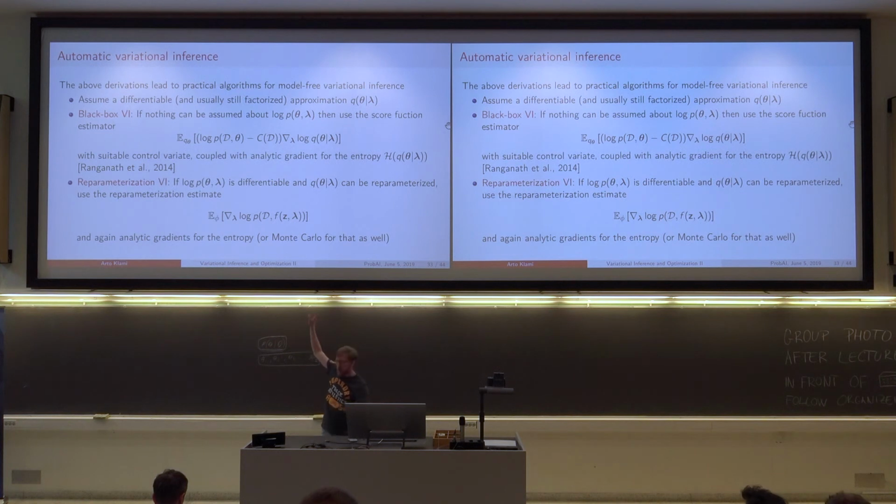Okay, so what I was saying is that these equations are ignoring the entropy part. The entropy part, you can either do stochastic estimation over that as well. That's very simple, or you can do analytic gradients over that. It doesn't really actually matter in most cases.